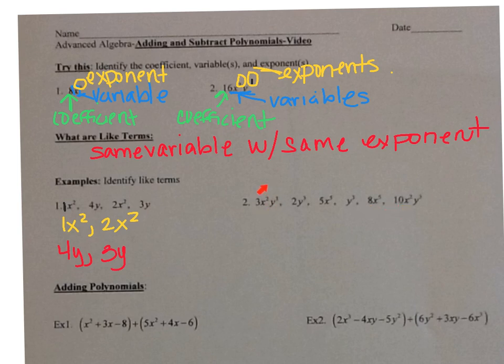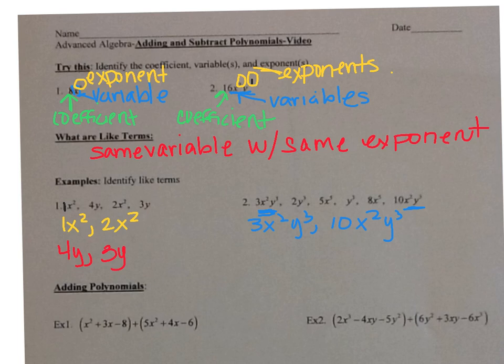All right, let's start with this one right here. I have an x squared y to the third. So I'm looking for something else that has an x to the second and a y to the third. I'm looking for that. So I notice right down here, x squared y to the third. So that means those are like terms. So 3x squared y to the third and 10x squared y to the third. Yes, they have more than one variable, but they are the same variables with the same exact exponent.